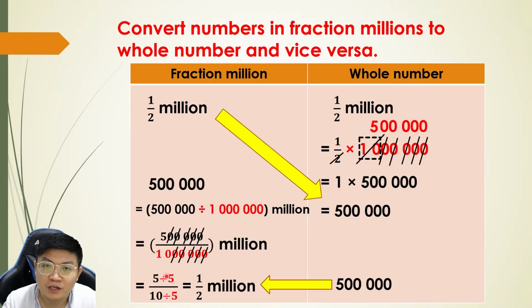Then I can do another simplification again with the times table of 5. Finally, I get 1 here and 2 here. So 1 over 2 million. So 1 over 2 million, when I convert to whole number, is actually 500,000. And I convert back and I get 1 over 2 million.